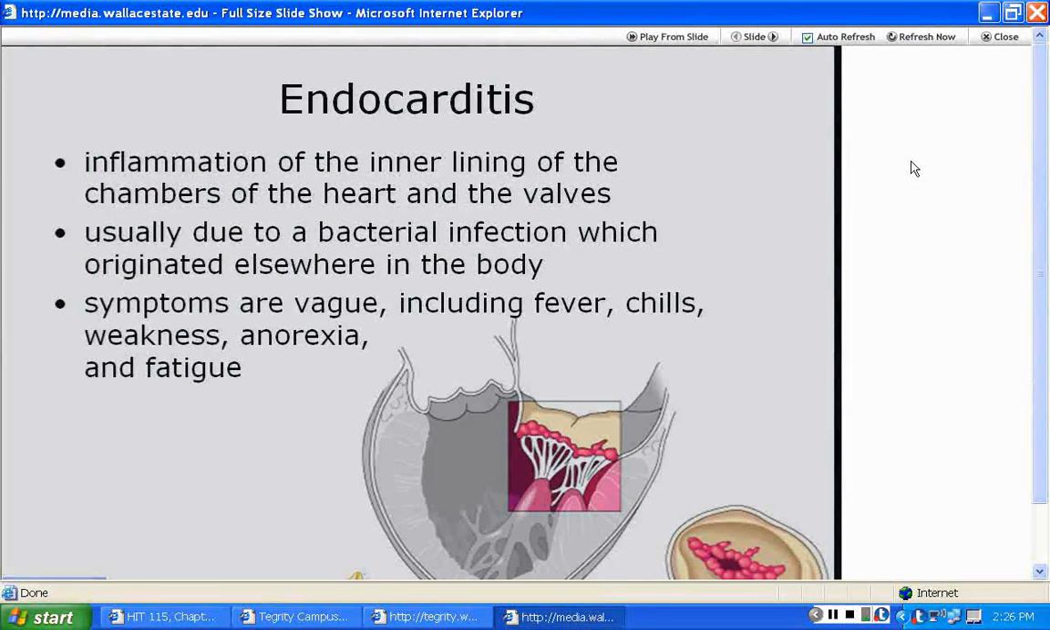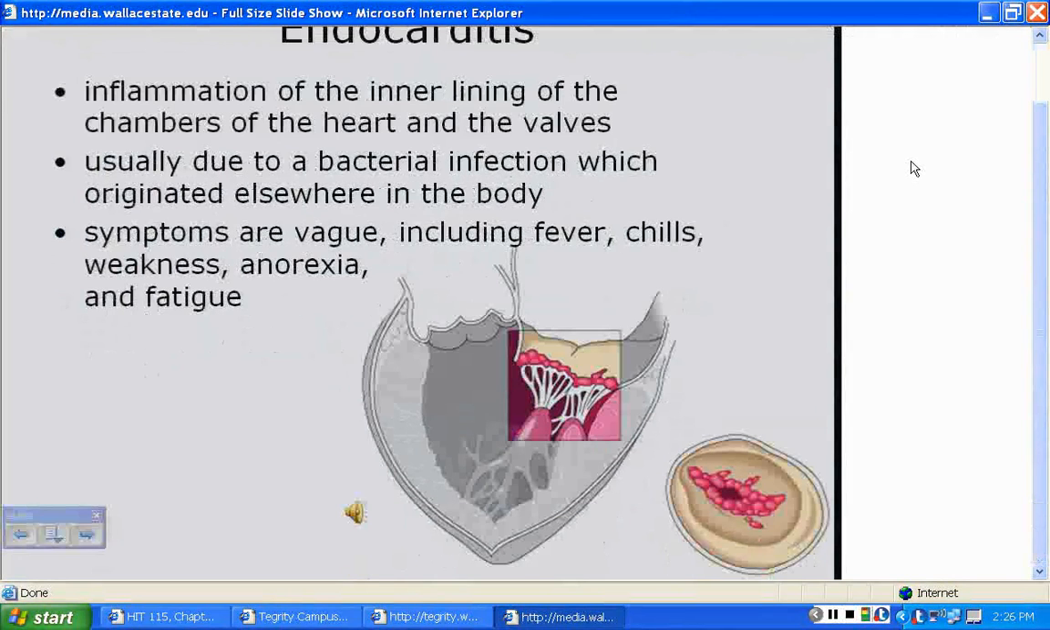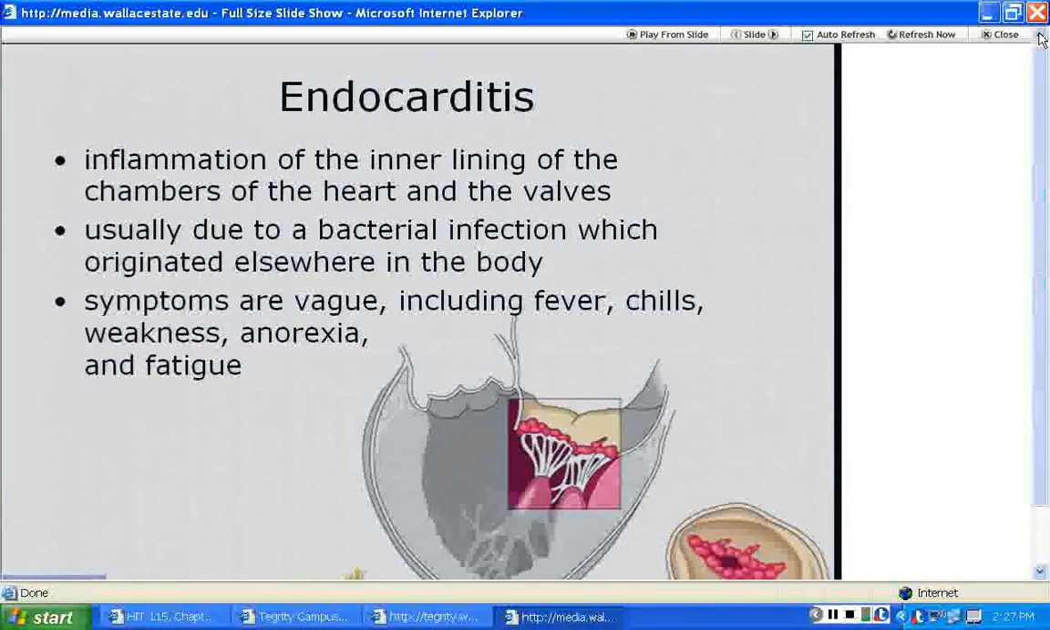Endocarditis is usually bacterial, and it's usually due to a bacterial infection that has originated somewhere else in the body. In your book, they show pictures of lungs, a respiratory infection, a dental infection, like an abscess tooth, a kidney or urinary tract infection, a skin infection. The bacteria has gained access to the body through some route and has been carried to the inner lining of the heart.